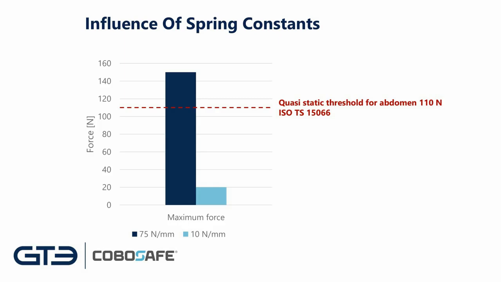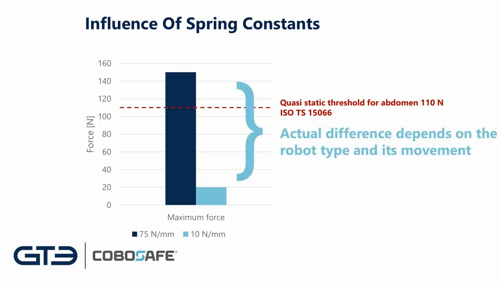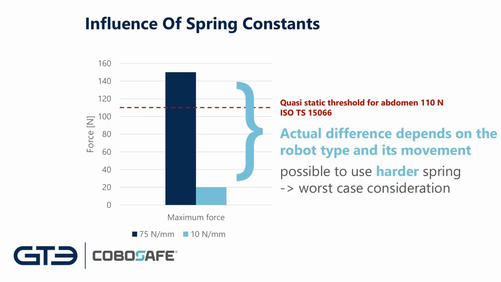So, of course, I know that is just a very theoretical example. The actual difference in the measurement results depends on robot type, sensor technology, or movement, for example. So, in a nutshell, if you want to get the best out of your application, it is recommended to use the respective spring according to the affected body region. If just safety is your goal, then you can use a harder spring as a worst case consideration, as long as you stay below the threshold.